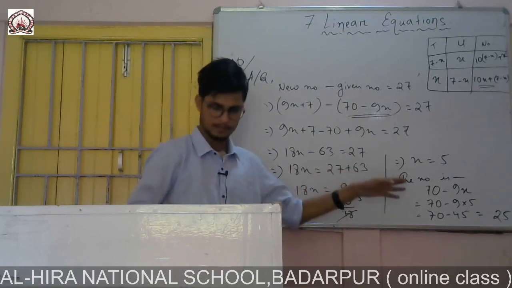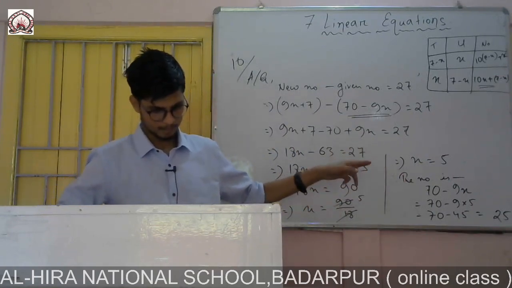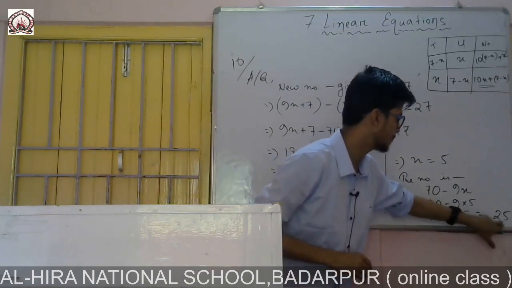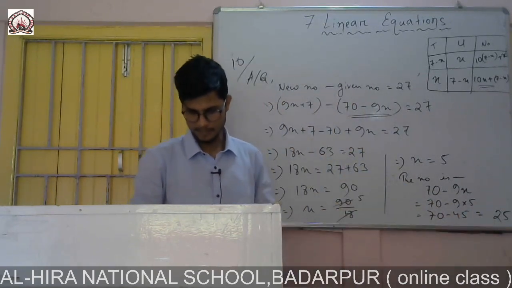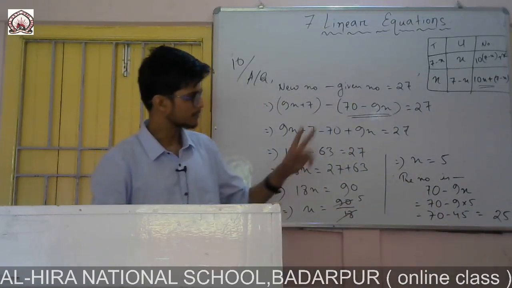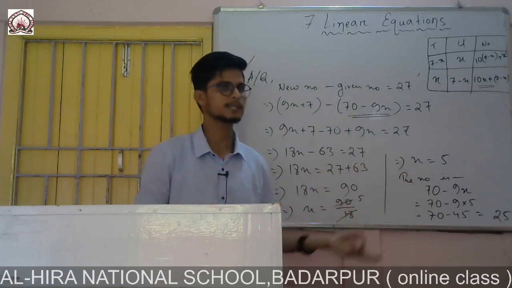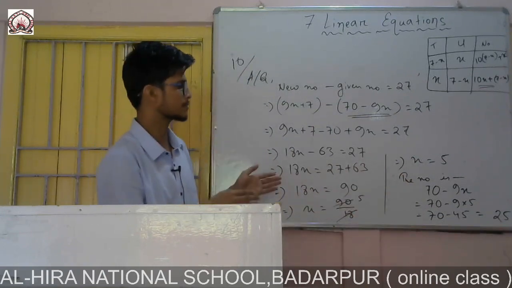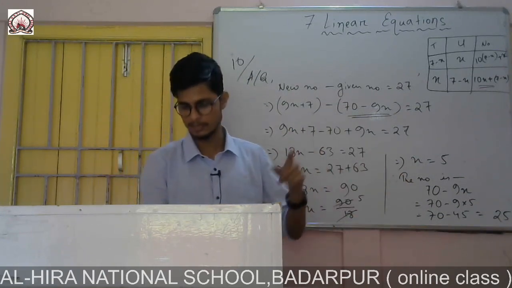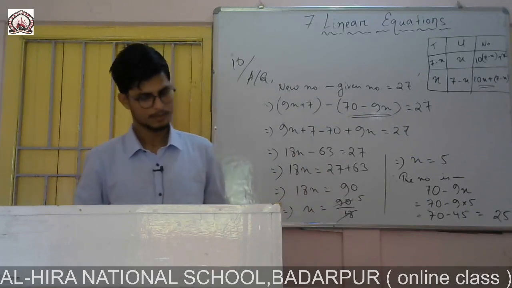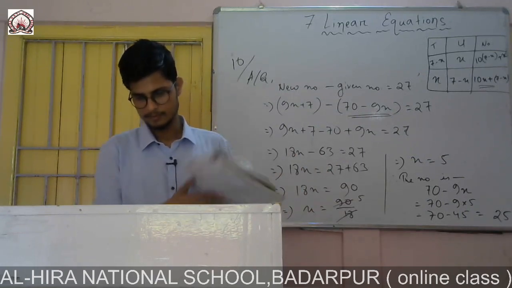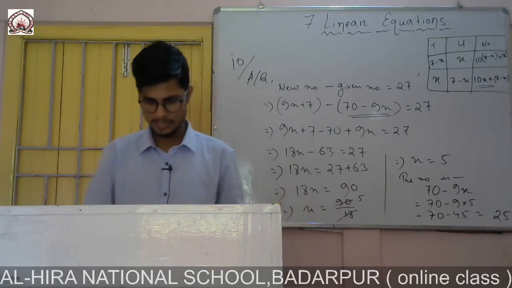You can check in the question, it is given that the sum of the digits is 7. So 5 plus 2, it is 7. The number formed by interchanging, it is 25. After interchanging, it will form 52. If you subtract 25 from 52, you will get the value 27. You can check also. Now question number 11.